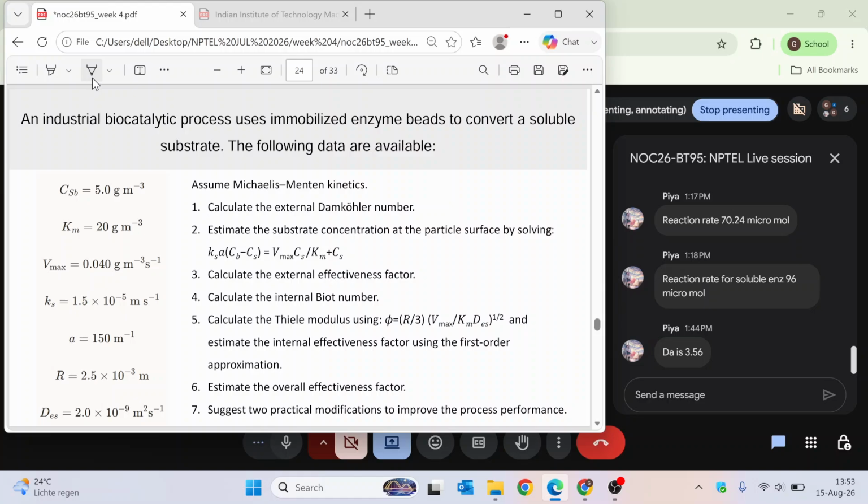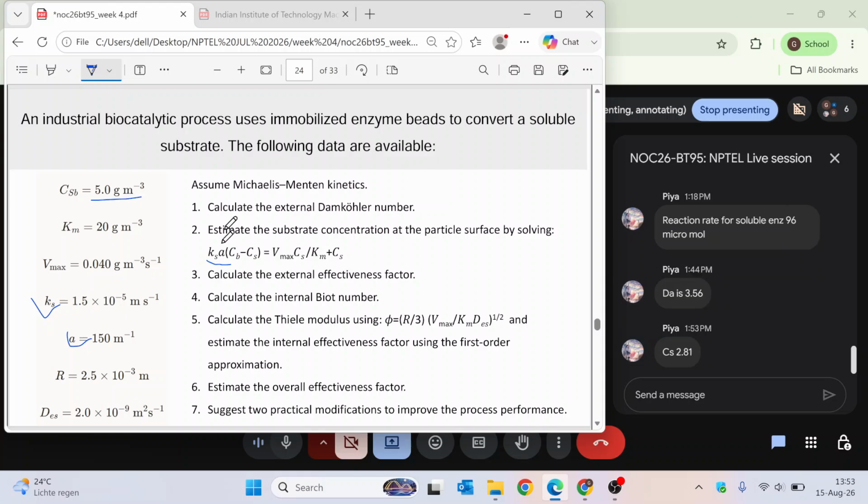So for your second question, you have Ks and A. Multiply those Ks into A and you will end up with 2.25 into 10 to the power minus 3 per second into Cb, which is 5 gram per meter cube. Cs is what you have to find out. Vmax is 0.04 gram per meter cube per second into Cs divided by Km is 20 gram per meter cube. So you have an equation now.